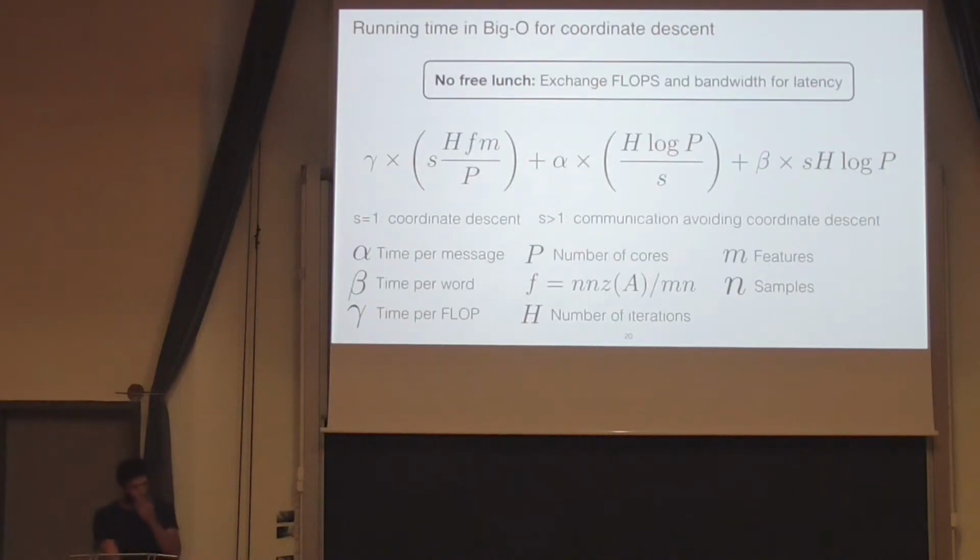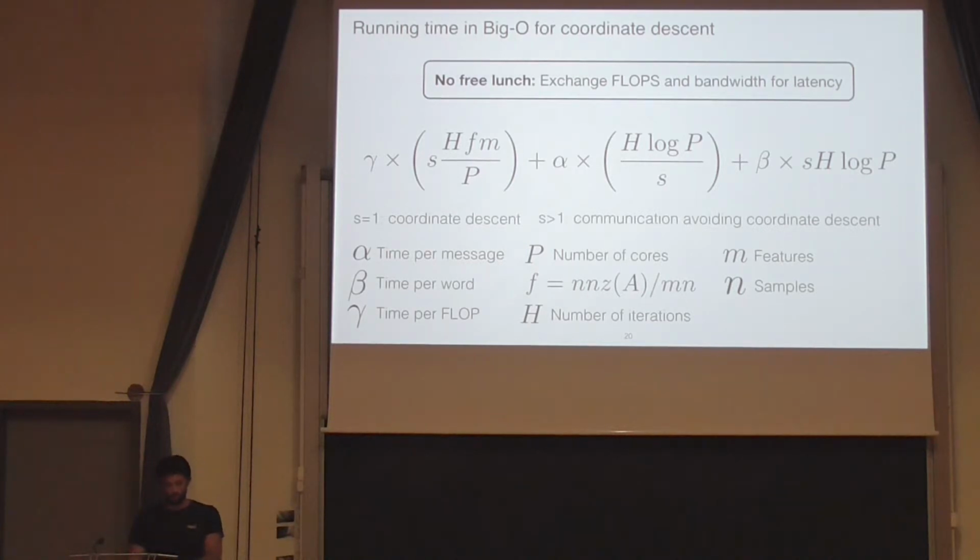Okay. So in terms of worst case complexity, this is what I'm about to explain. As I said, there's no free lunch. We exchange flops and bandwidth for latency, and this is captured in that formula. So let me explain that formula. Alpha, beta, and gamma are the hardware parameters. Alpha is the time per message, the time that the hardware spends to send a message. Beta is the time per byte, and gamma is the time per flop.